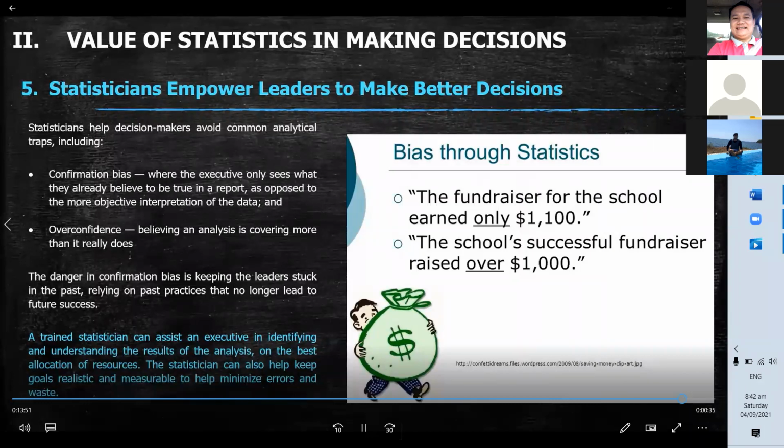The danger in confirmation bias is keeping the leaders stuck in the past, relying on past practices that no longer lead to future success. A trained statistician can assist an executive in identifying and understanding the results of the analysis on the best allocation of resources. The statistician can also help keep goals realistic and measurable to help minimize the errors and waste.